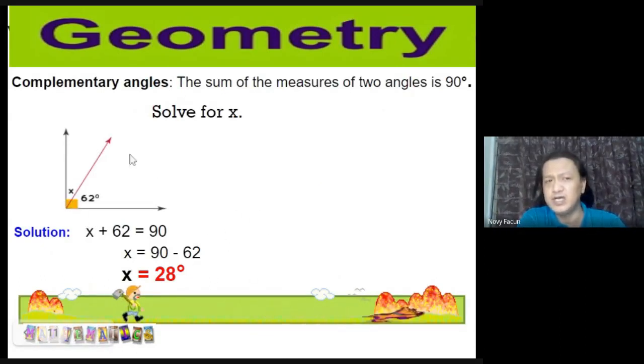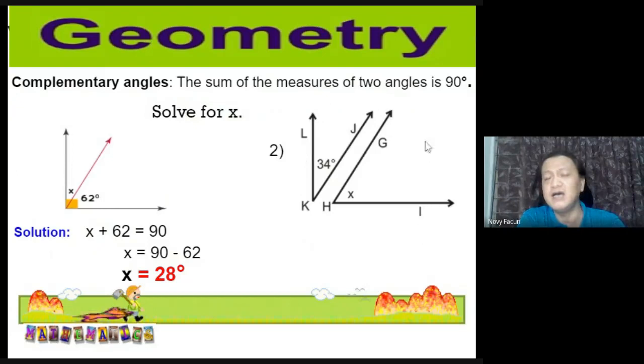If you are going to check, add the smaller angle to the larger, the sum is 90. And that is called complementary angles. So this is adjacent angles. So another example, this is not adjacent angles, but it is complementary.